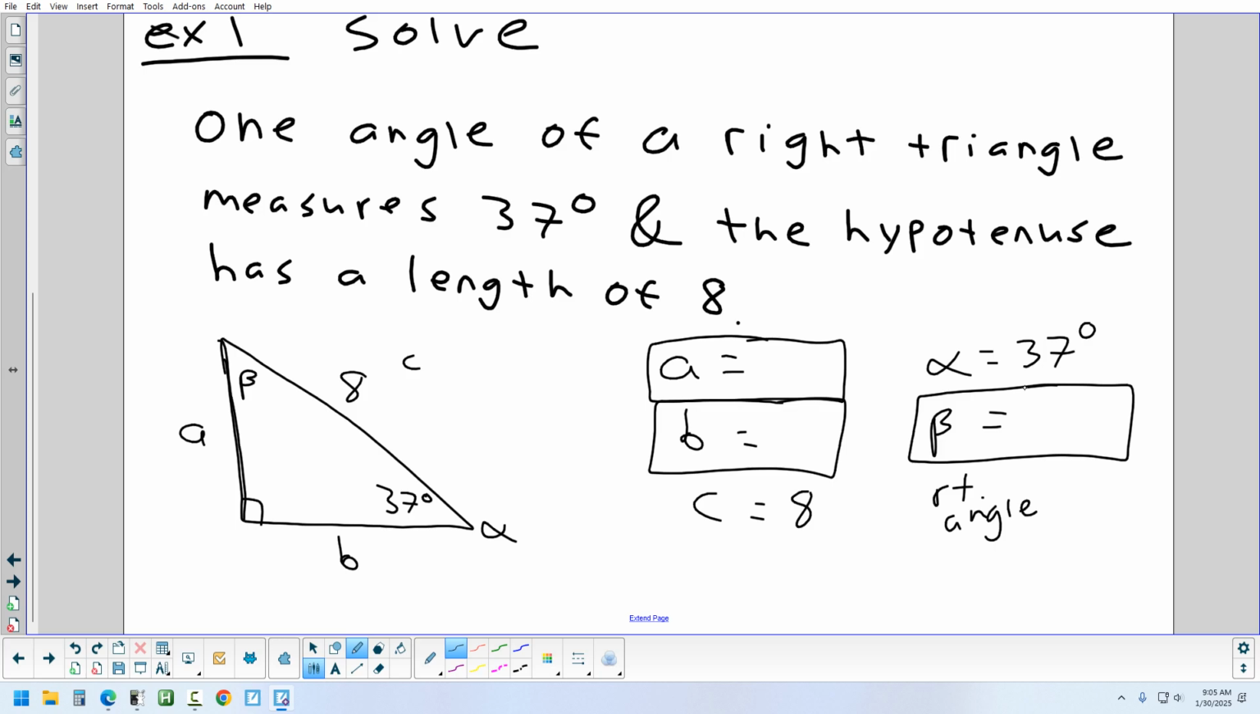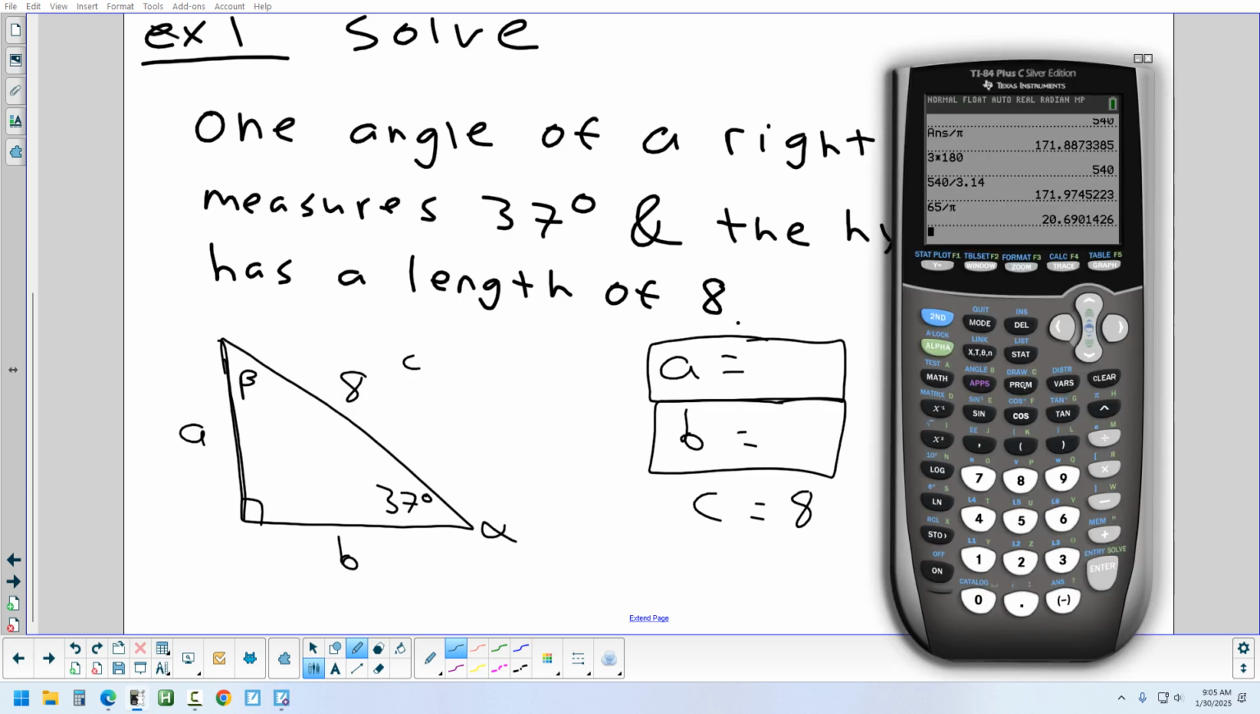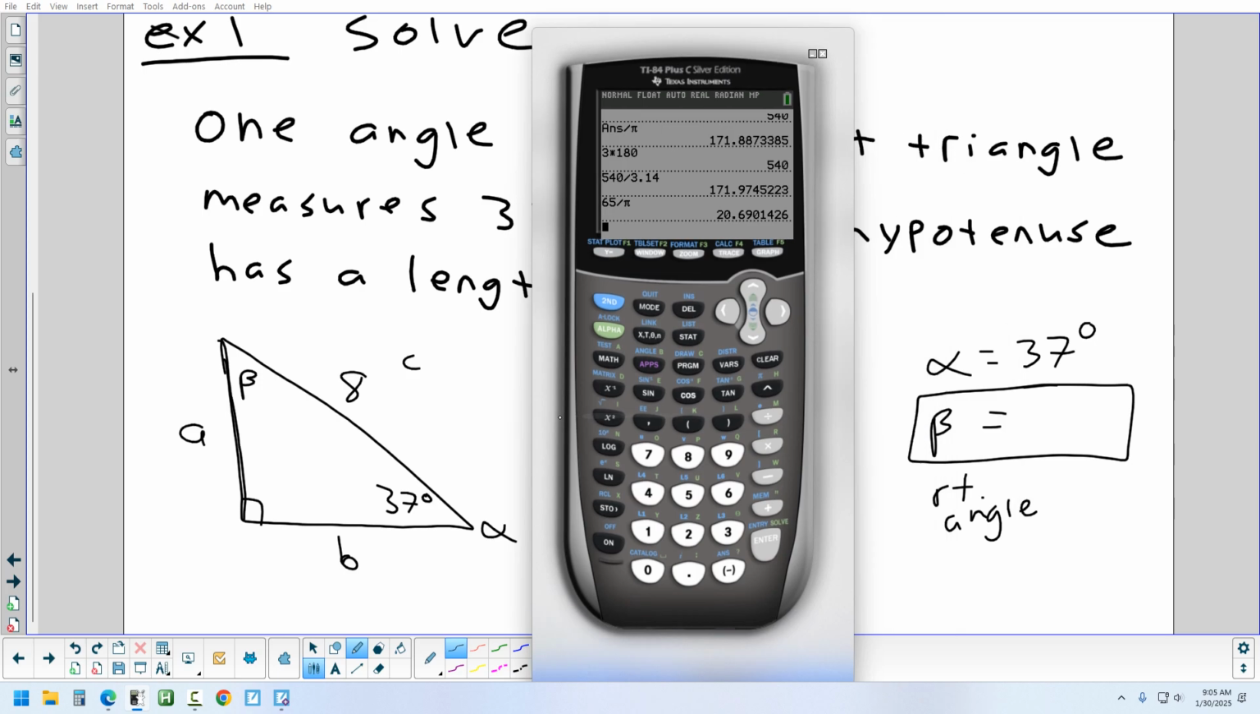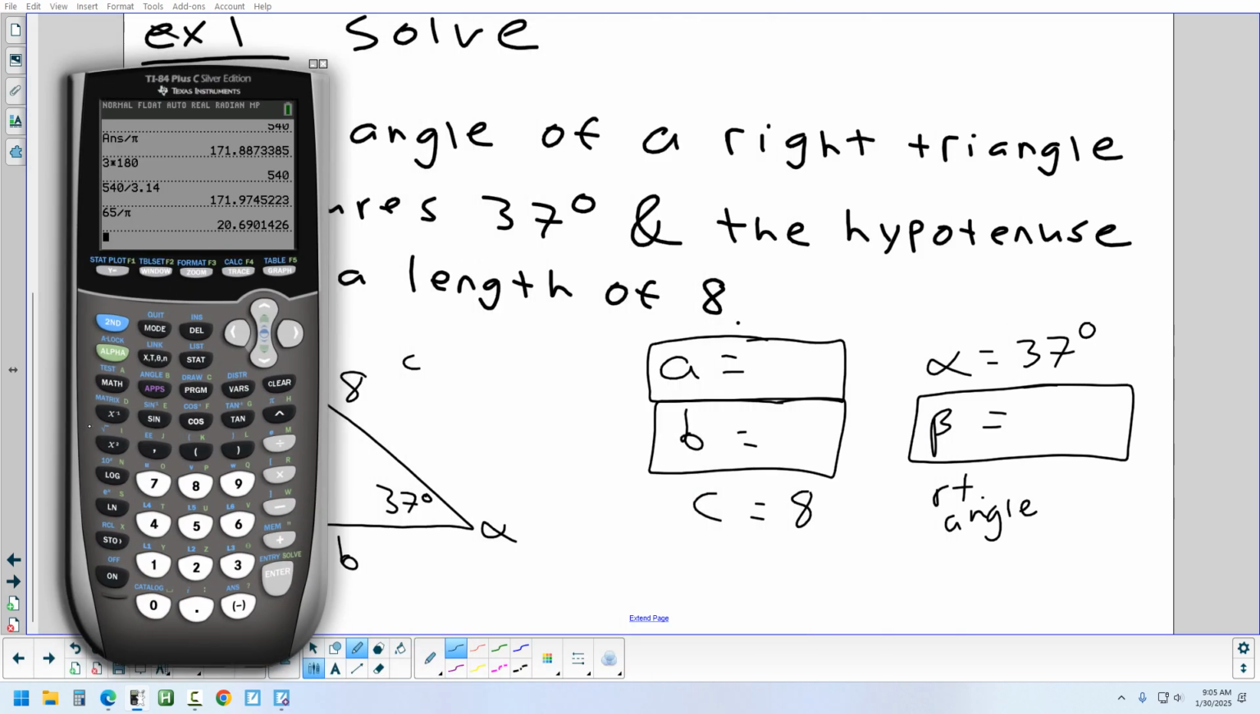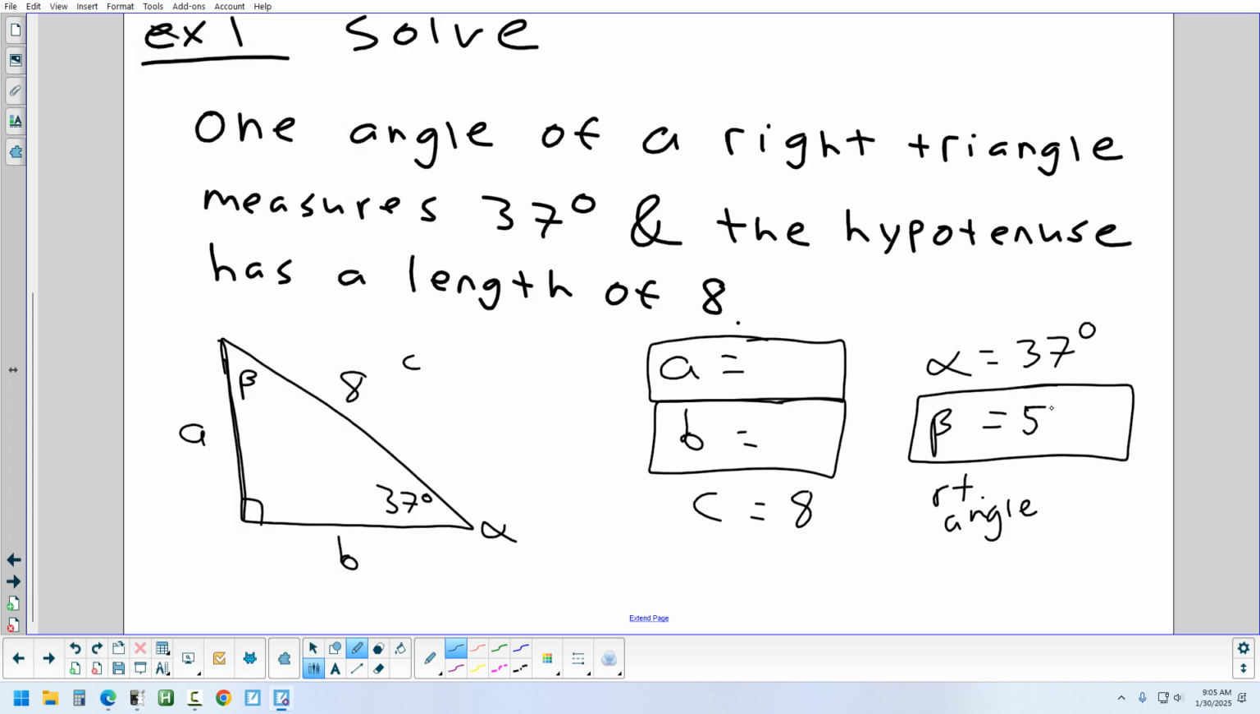All right, what could I find first, pretty easily? What piece of information? Yep, beta. Yeah, we can get beta pretty easily. And how would you get that? I would just subtract 37 from 90. Yeah, we know that alpha and beta are complementary, so just subtract 37 from 90, and you're going to get 53. So 90 minus 37 gives you 53. Okay. Any questions on how we got beta?